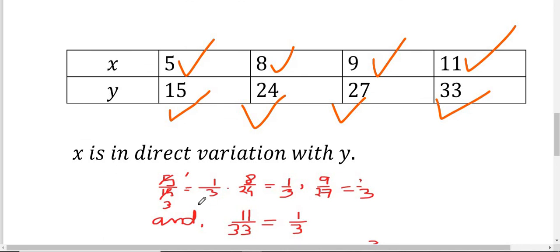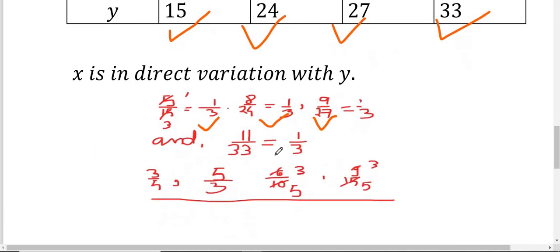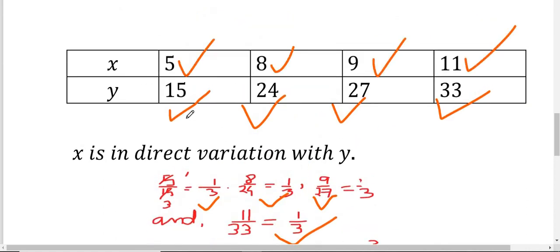So here you can see, 5 by 15 is 1 by 3, 8 by 24 is 1 by 3, 9 by 27 is 1 by 3, 11 by 33 also 1 by 3. Every time you get 1 by 3. So these variables X and Y are in direct variation or proportion. X is directly proportional to Y.